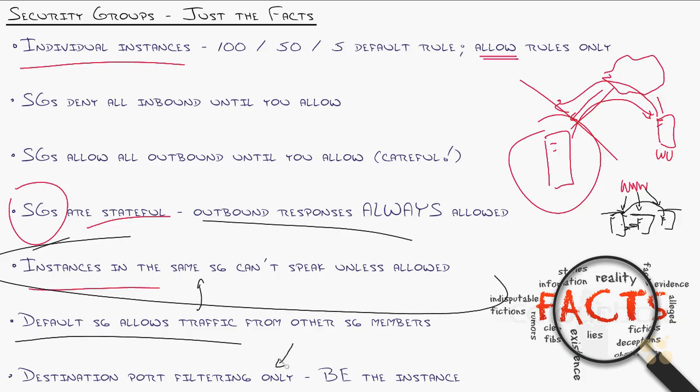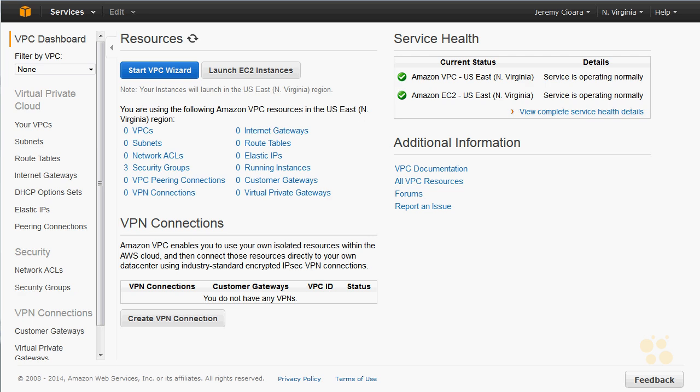Last thing is that it's destination port filtering only. Security groups do not do source port filtering. I know if you were a firewall admin in your past, you're like, oh, I do source and destination port and all that kind of stuff. This is not designed for that. This is very simple security. NACLs is where you can start getting fancy. Well, let's look at the configuration to help fill in the cracks of security groups.